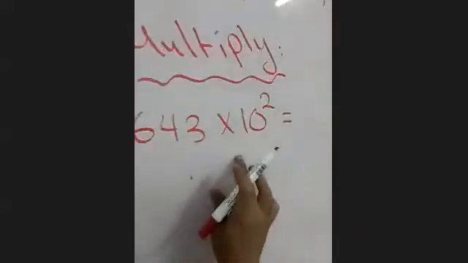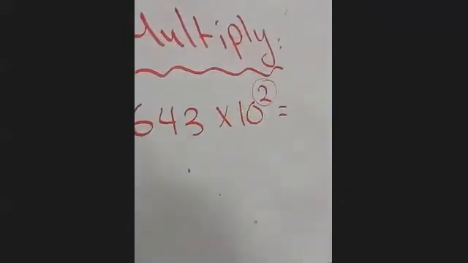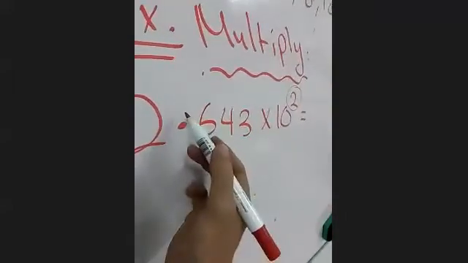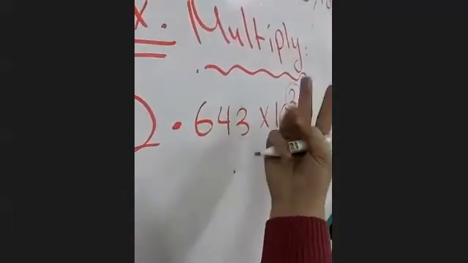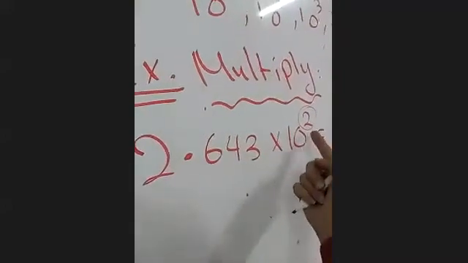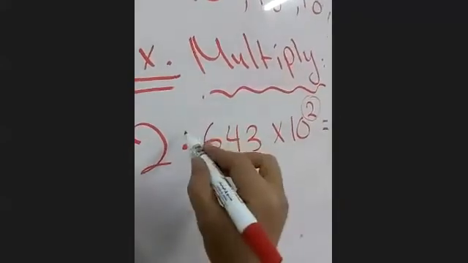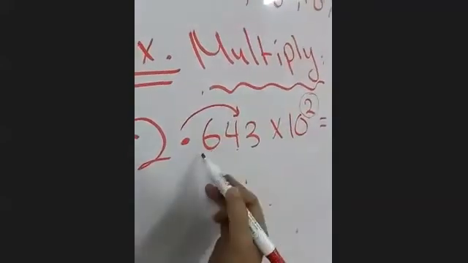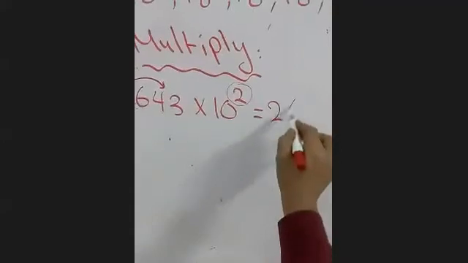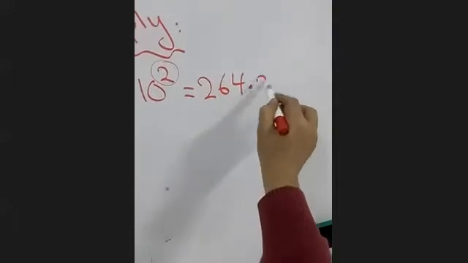Here I have multiply, and here I have power of 2, right? If I have power of 2, guys, I will go to my decimal and push the decimal to the right 2 digits. The power of 10 is 2. So what's the answer? 2, 6, 4, 3. Now the decimal will be between 4 and 3.